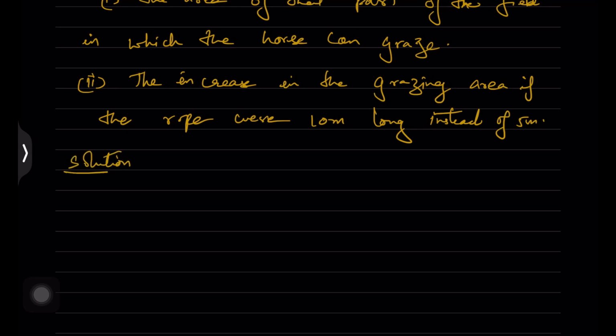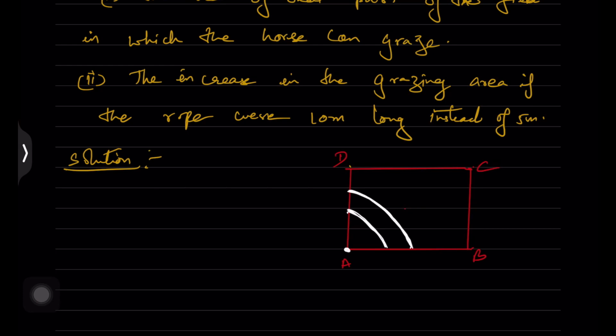What is given to us? We are given the side of the square, with radius. We'll draw the figure first so that you can understand. It can graze when the rope is 10 and when it is 5 meters. The horse is situated over here near A. So the radius from here to here is 5. Then if you extend it, this becomes 10 over here.